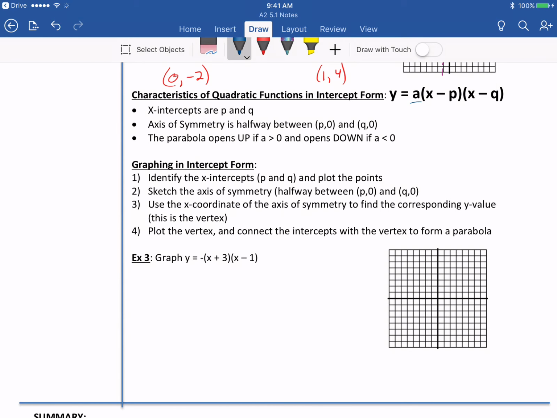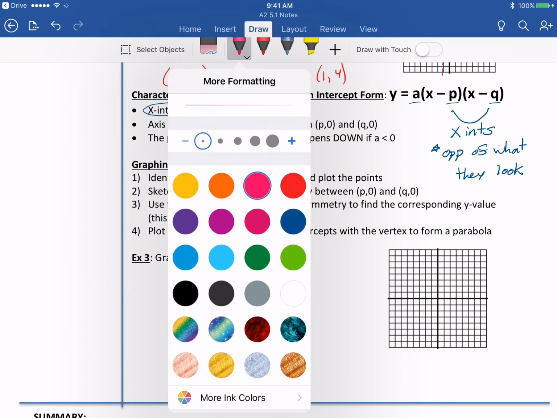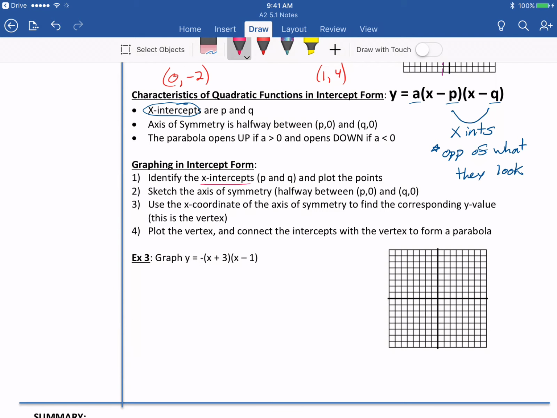Intercept form is a times (x minus p) times (x minus q). So it says here that the x-intercepts are p and q. Remember that p and q are your x-intercepts, and they are the opposite of what they look. So always pick out those opposite x-intercepts. To graph these, we are going to identify my x-intercepts, and then find the axis of symmetry, which is going to be halfway between those points.